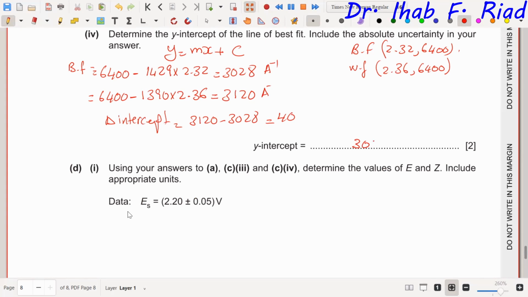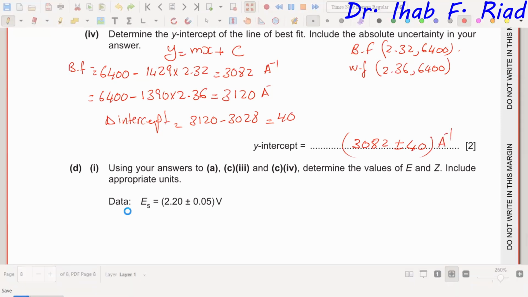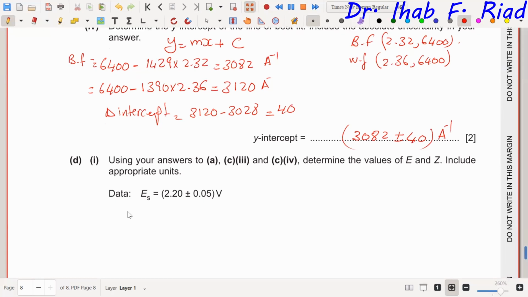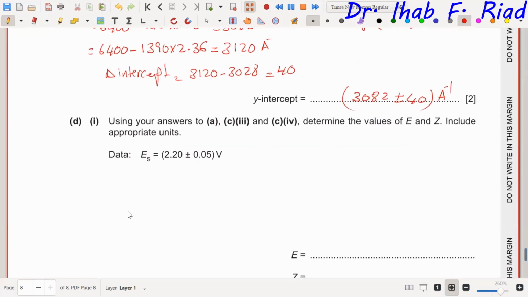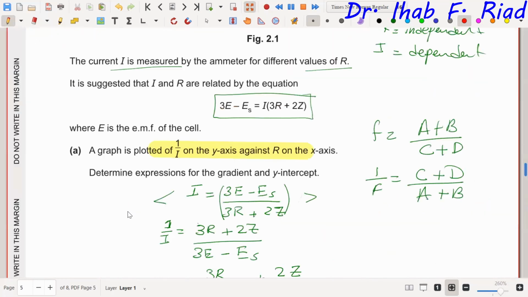So it is not 28, it is 82, sorry. Okay? Now using your answer, determine the value of E and Z. Include appropriate units. Okay. Now we need to go back.